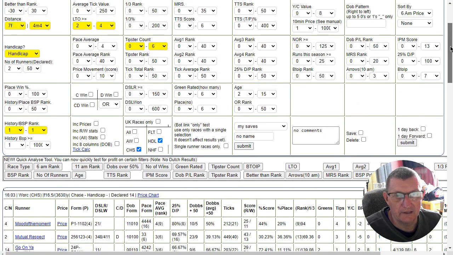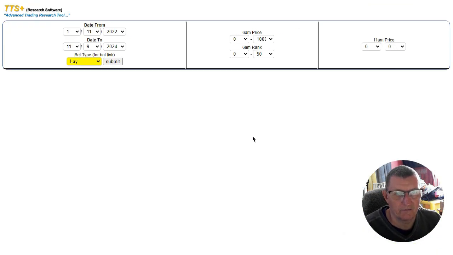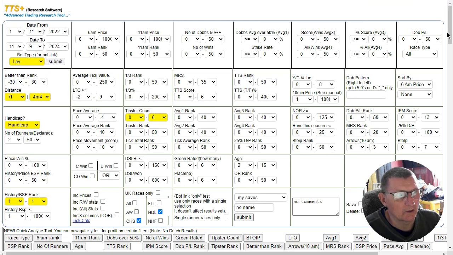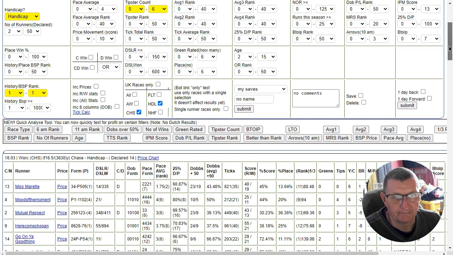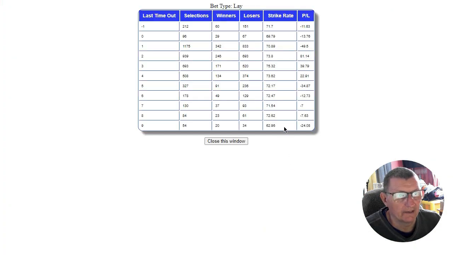Okay, so we'll leave tips to count where it is, and we're going to turn off last time out again because I want to double check that. And again, this is what I mean by going backwards and forwards. Normally, if I wasn't talking, I'd be doing this really quickly. So let's have a look at last time out again, just to see if it's changed our feelings about anything.